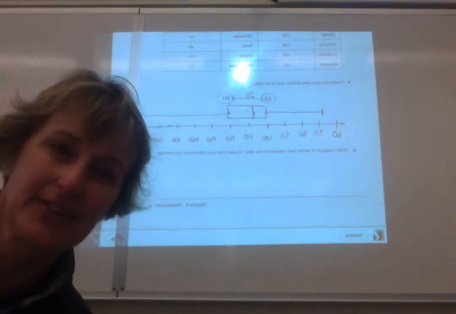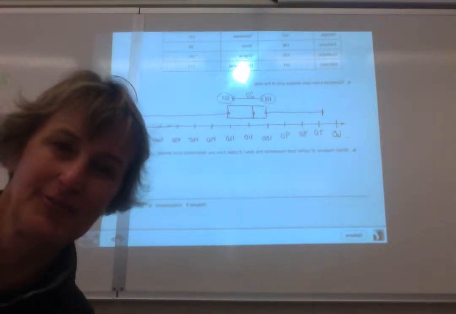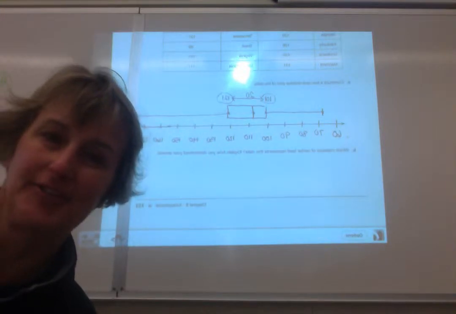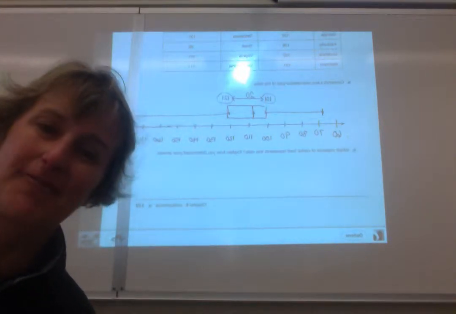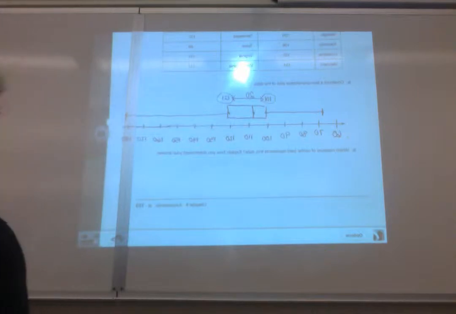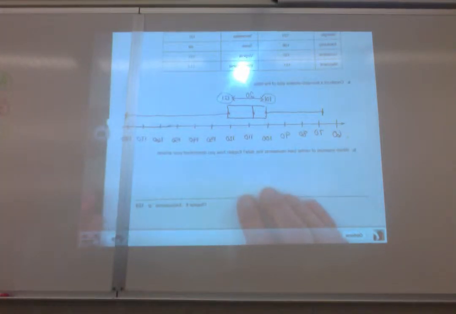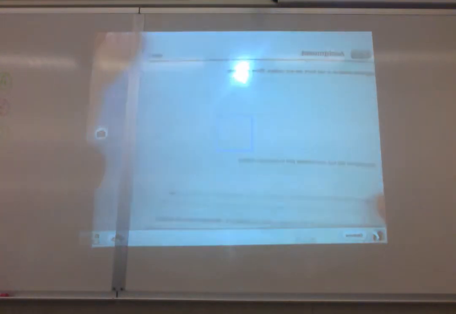Morning. We're looking at the homework packet that was from last week. We're on the first page, but we really have questions about the second page. Okay, so first box and whisker, I bring that over here.